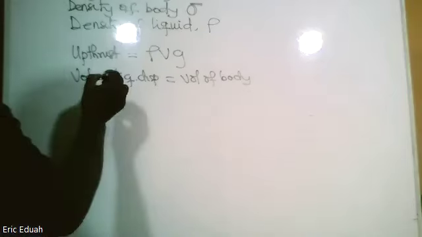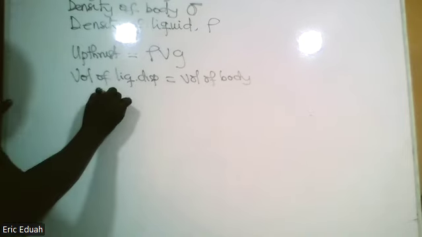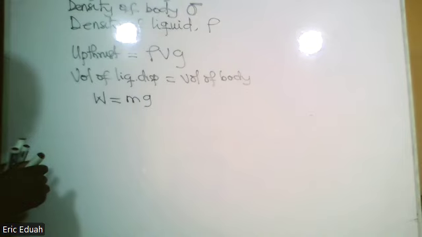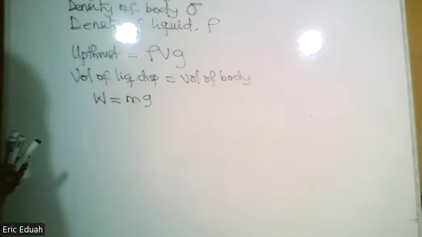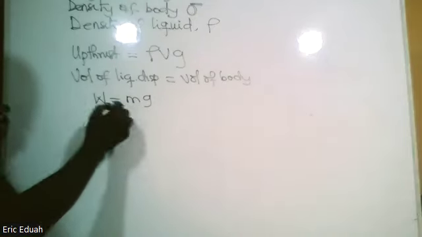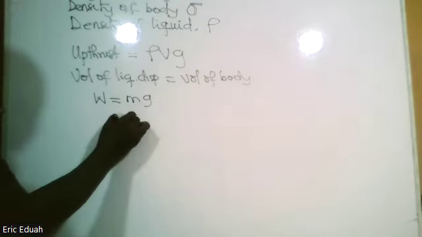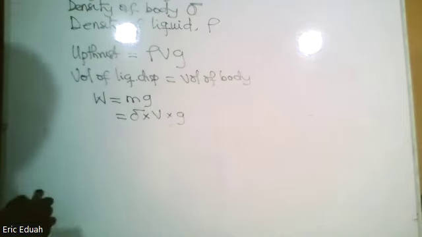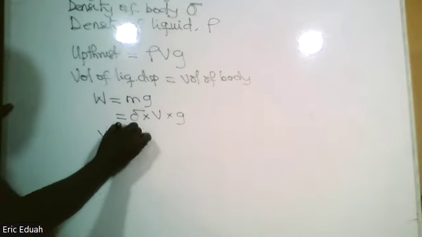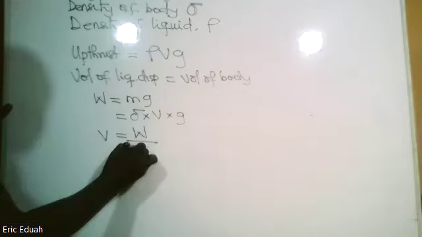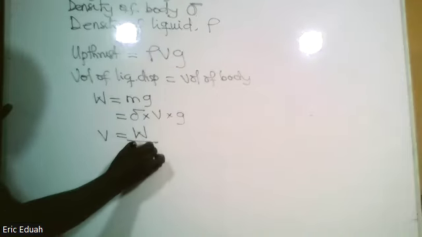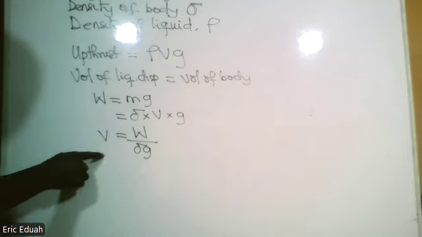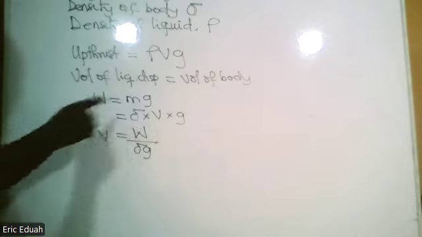All right. Now we have weight of the body, W. Weight is equal to mass times acceleration due to gravity. Mass is equal to density times volume. So mass of the body is equal to density of the body, which is sigma, times volume of the body times gravity. Therefore, V would be equal to the weight of the body over density of the body times gravity. So once we found volume of the body, we've also found volume of the liquid displaced.